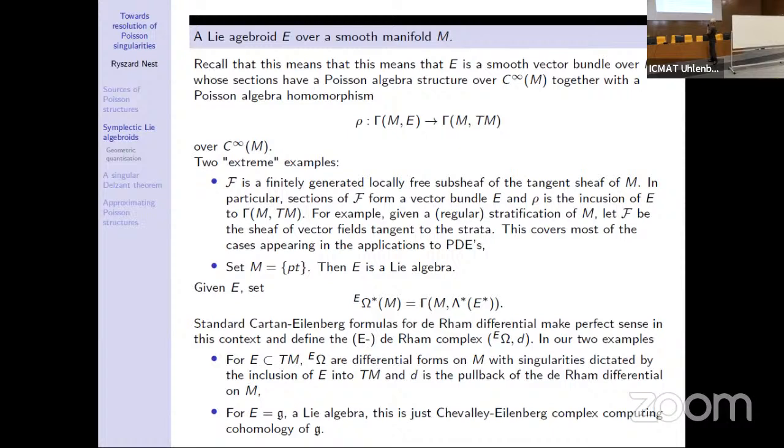Good. Then, given something like this, since we have a bracket satisfying the standard relations, you can look at the exterior algebra of the dual of the sections. You can just write down formulas for the de Rham differential. If you take the formulas for the de Rham differential on differential forms as you know it, involving only commutators of vector fields, just write it down, you get the de Rham differential, you get a complex. I think it's called the Cartan-Eilenberg complex.